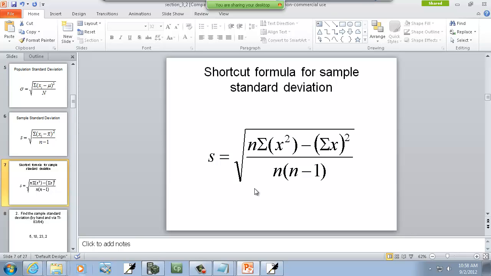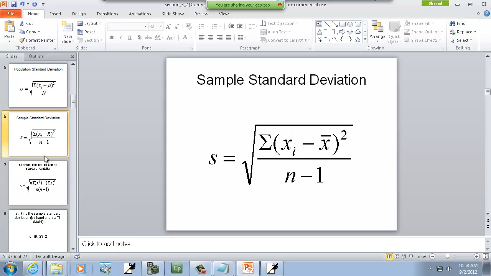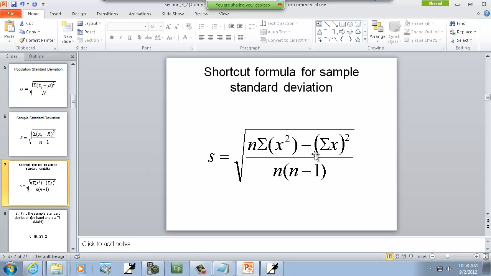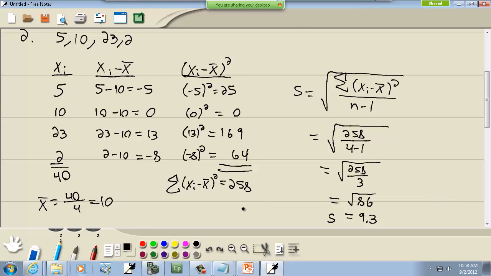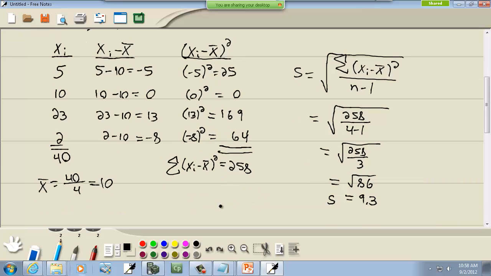There's a shortcut formula, so let's look at this in detail. It looks more complicated. I always show that to students. Well, that's more complicated. It looks more complicated, but it's missing an important piece. If I come up here, look at our sample standard deviation. This has got x bar. This doesn't have x bar. And you're saying, well, what's the big deal? It didn't look that bad.